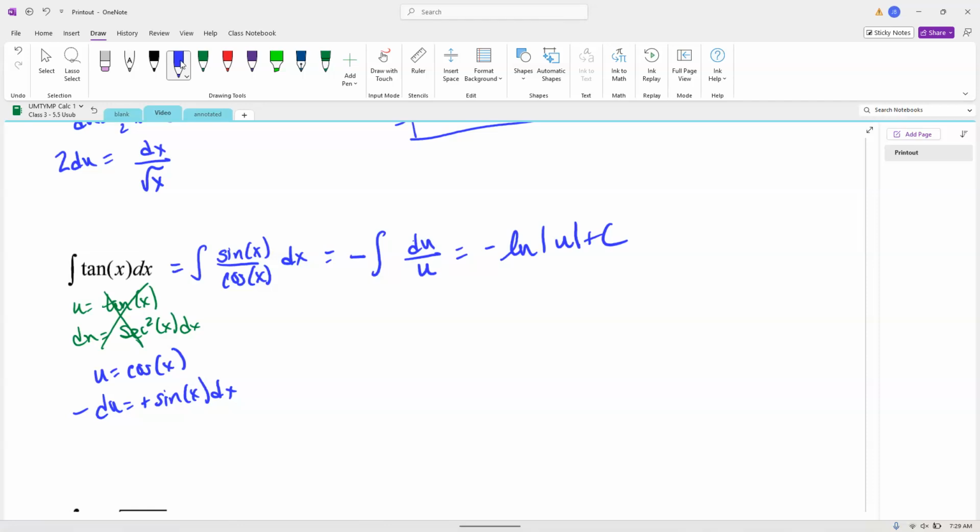And then this can be negative natural log absolute value of cosine of x plus c.